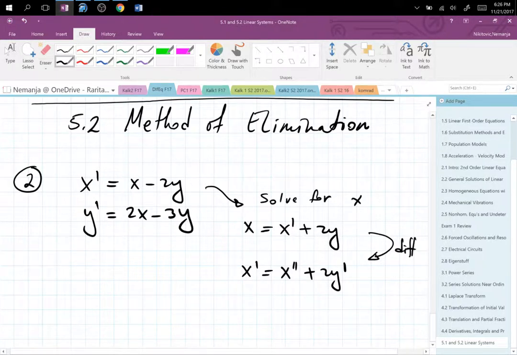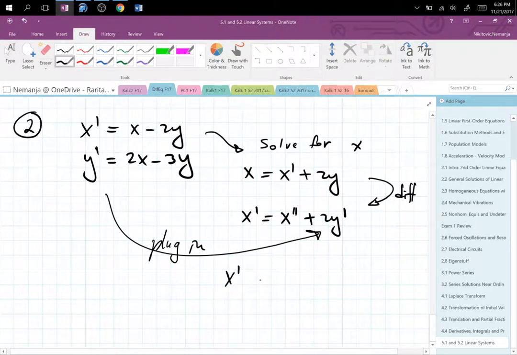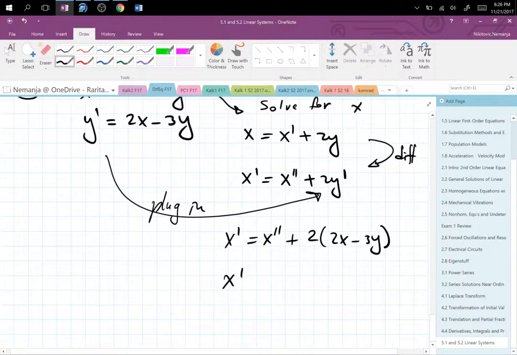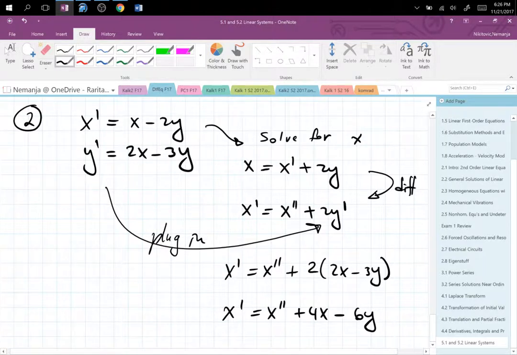So now you have the y prime, so plug in, and you get x prime is equal to x double prime plus now 2 times 2x minus 3y. So far we have x prime is equal to x double prime plus 4x minus 6y. We can't have this y, but that's okay. I can solve from the top equation. From this equation, I can solve for y.